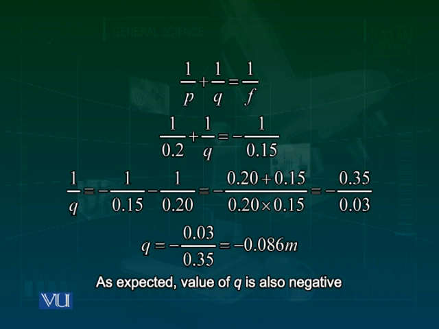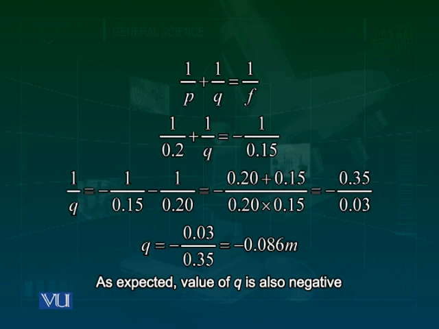We have 1 over 0.2 plus 1 over Q is equal to minus 1 over 0.15, giving us a value of 1 over Q is equal to minus 1 over 0.15 minus 1 over 0.2. Rearranging, we find this is equal to minus 0.35 divided by minus 0.03, giving us the value of Q is equal to minus 0.086, or in other words, the image is 8.6 centimeters inside the mirror. So it is going to be a virtual image because it is inside the mirror.